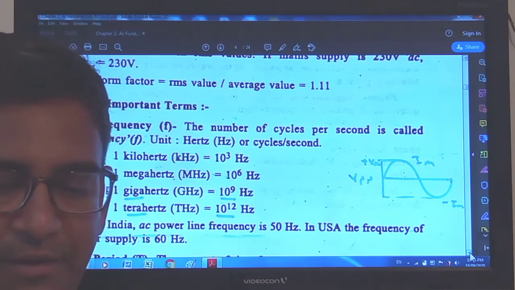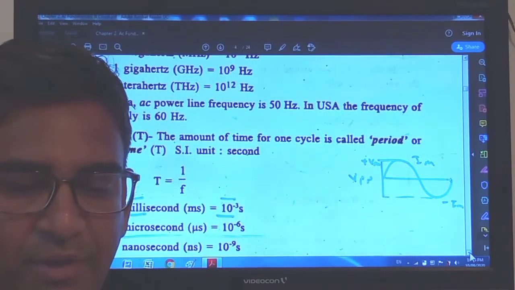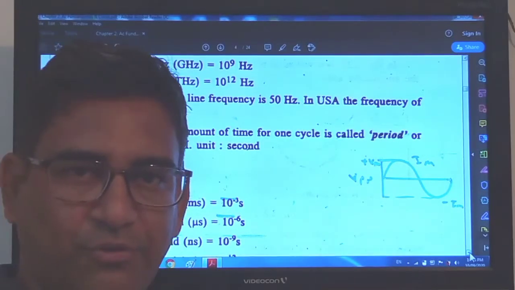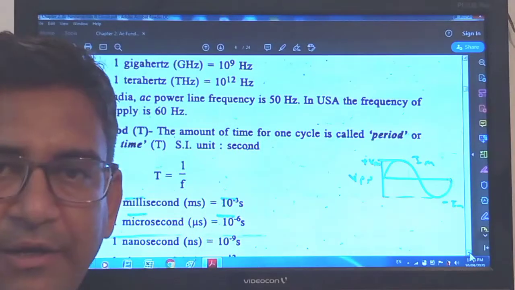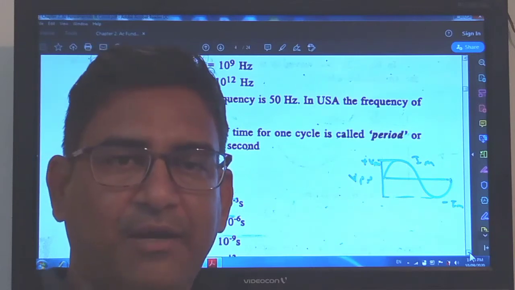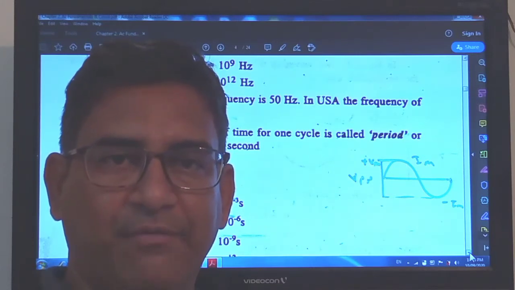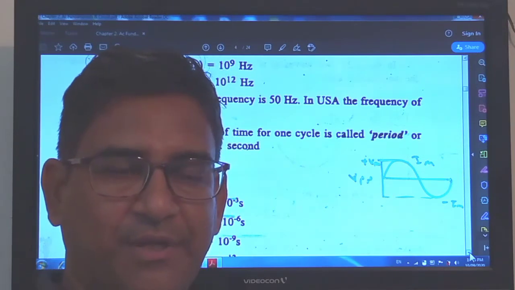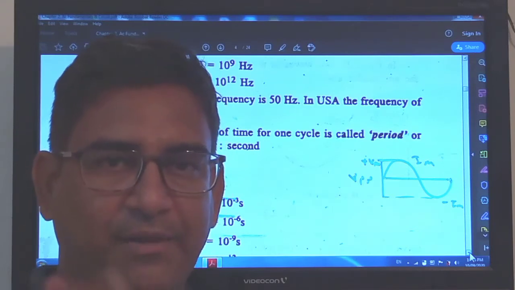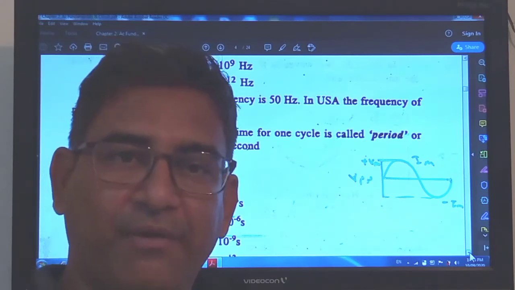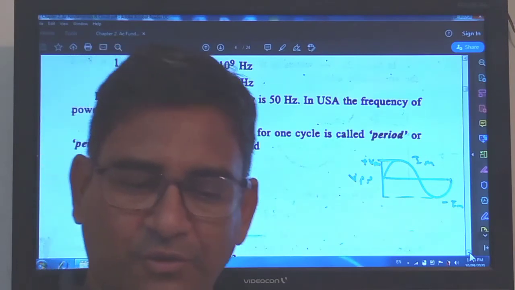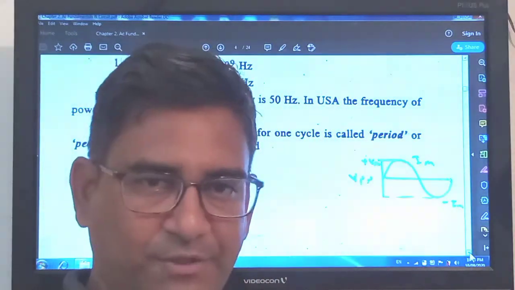Okay. In India, as you know, there is 230 volt, and the frequency in India is 50 hertz. But as soon as you go to a foreign country like the USA, the frequency of the power supply changes. In India, 230 volt is required for the AC supply and the frequency is 50. But in the USA, the voltage required is 110 volt, but the frequency is higher, 60 hertz.